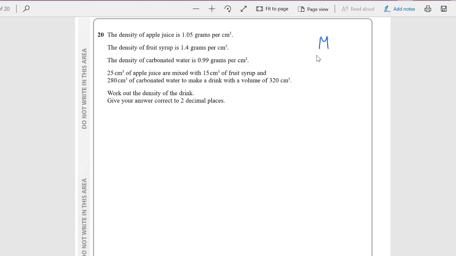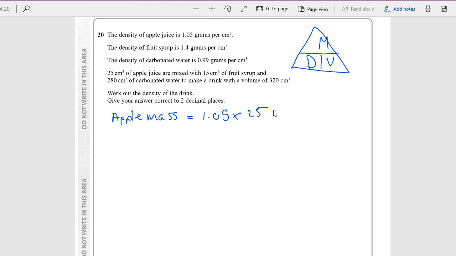So we've got, remember, the triangle: mass, density, and volume. So I have that triangle there. So apple mass is going to be 1.05 times 25, which gives us 26.25. Then fruit syrup mass equals 1.4 times 15, 21.